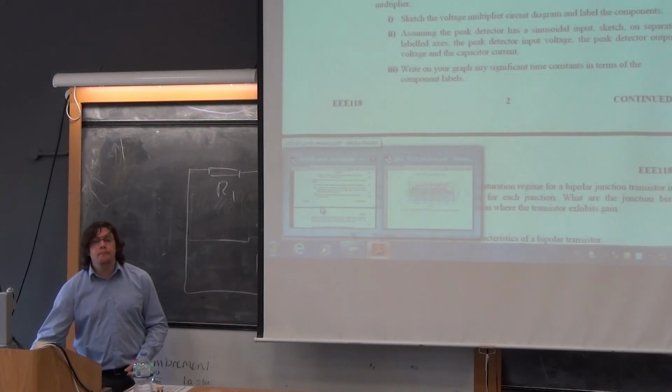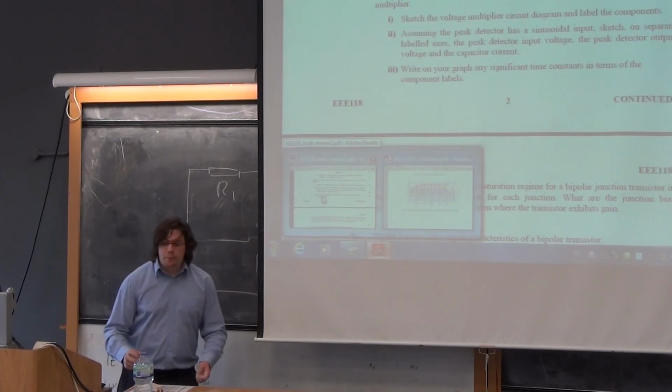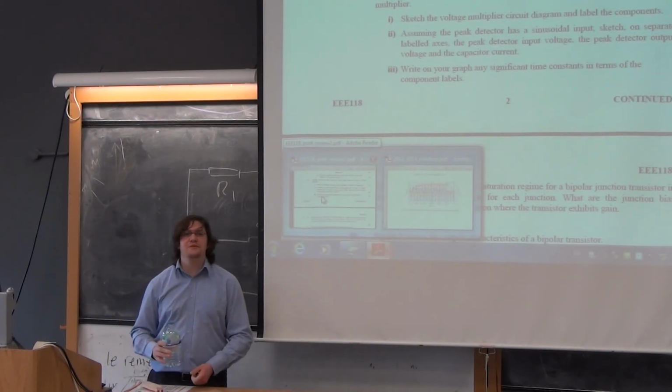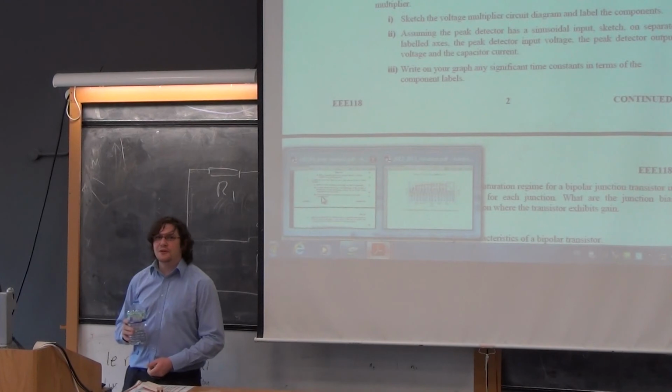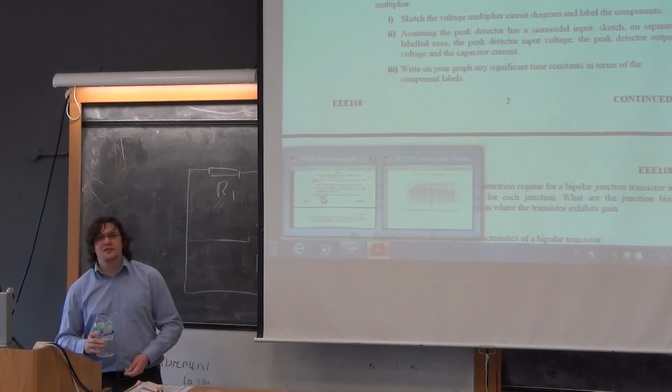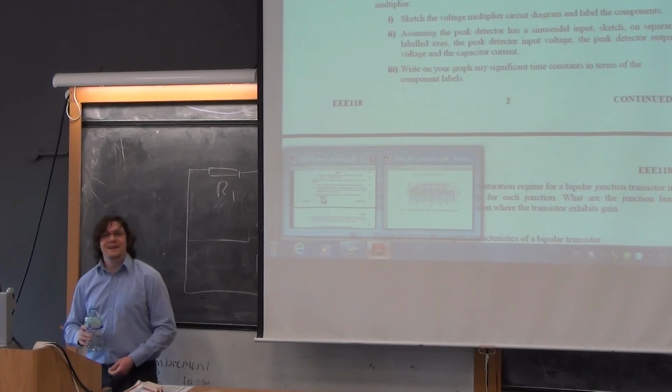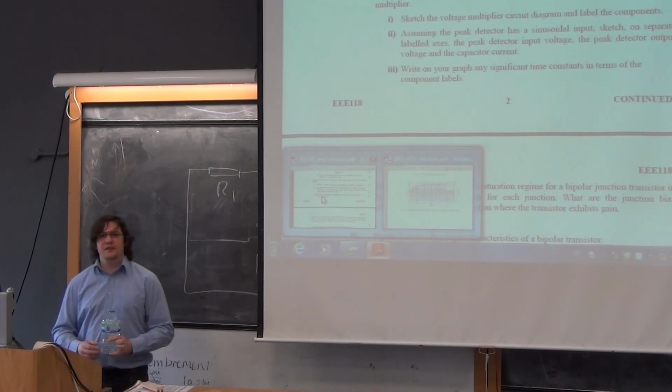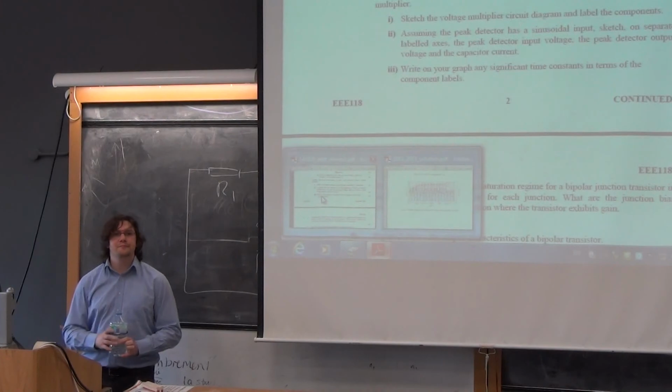Would we get graph paper in the exam? Nope. Okay. Just sketch. There's no need to. It doesn't have to be perfect. I'm not asking for a SPICE simulation. It has to be sufficient that I can look at it and go, yeah, they know what they're doing.